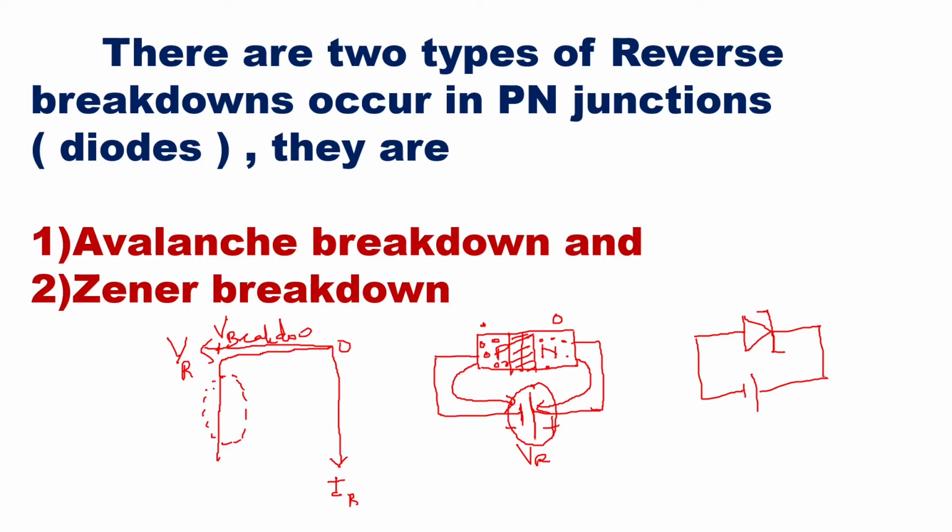Now this process of breakdown is of two types. One is the avalanche breakdown and one is Zener breakdown. In normal PN junction diodes, you can see avalanche breakdown, and in PN junctions which are heavily doped, you can see Zener breakdown. Okay. So first we'll see what we mean by avalanche breakdown.